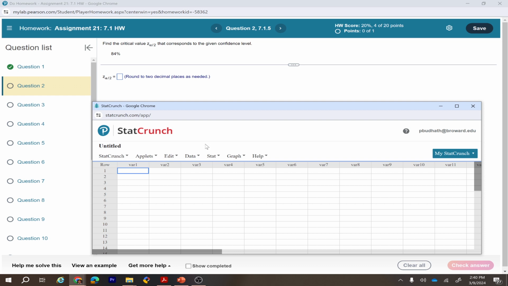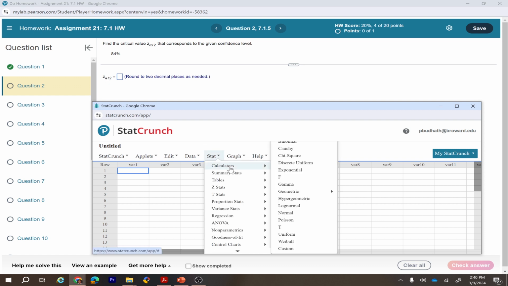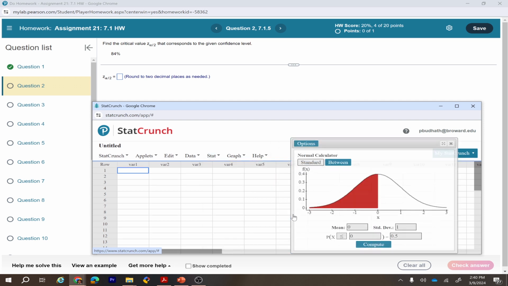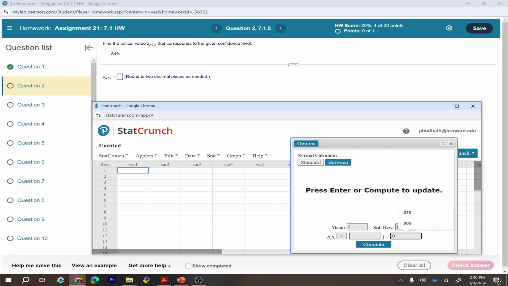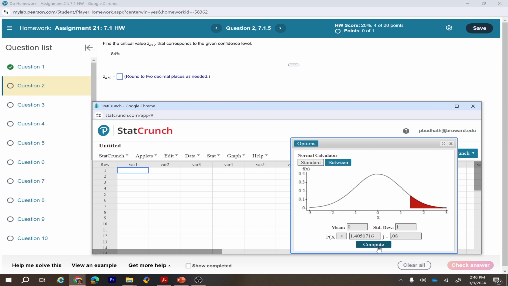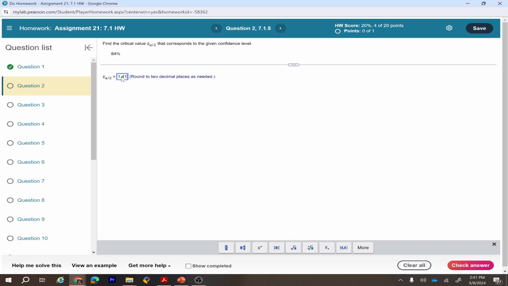You can find the z-score by going to Stat, Calculators, Normal Calculator. The area to the right side of that z-score is 0.08, which is half of alpha. Then if you compute it, it's going to give you this z-score. That's the critical value they are looking for, 1.41.